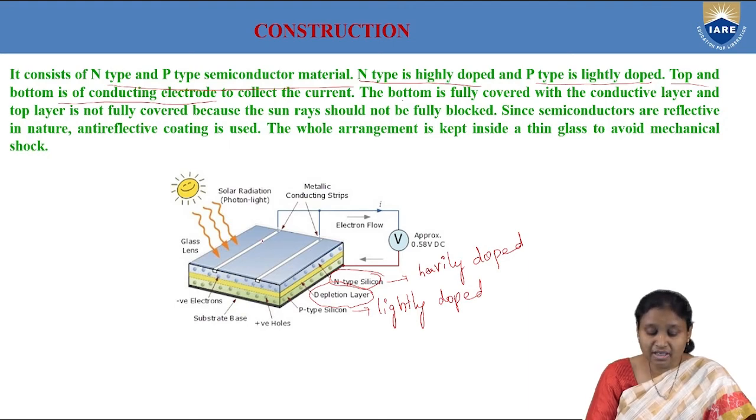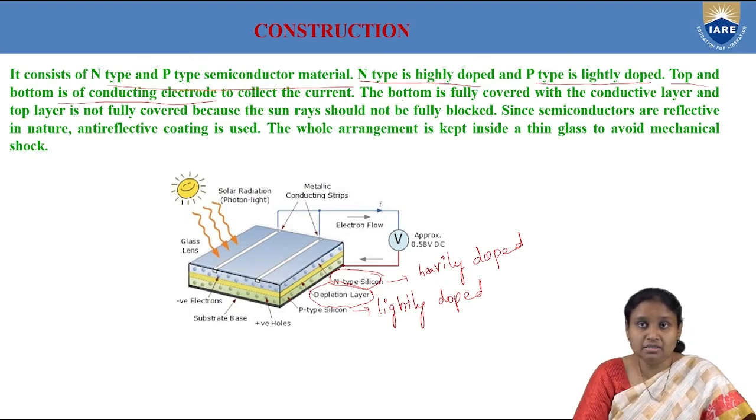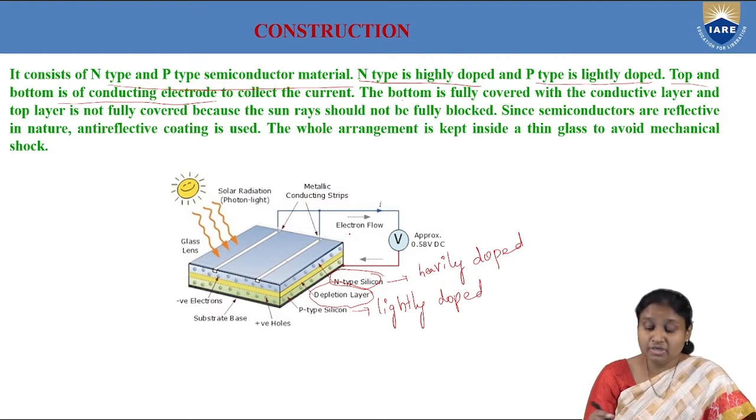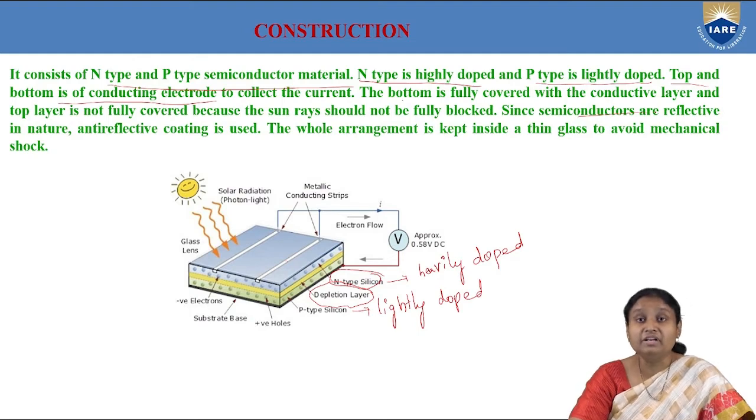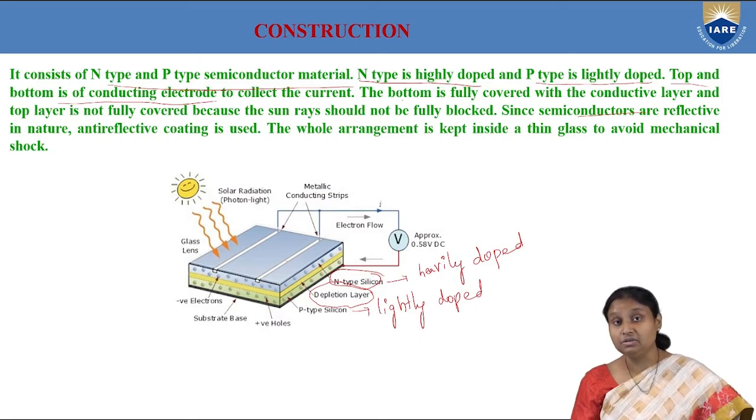As you can make out, we have left some area open, so that sunlight will fall on this PN junction, in order to have penetration of solar light into the depletion layer. So the top layer is not fully covered, but a little bit is left open, so that the sun rays can easily enter the depletion layer present inside this PN junction diode. And since semiconductors are reflective in nature, we have to go for an anti-reflective coating as well, because our whole and sole intention is penetration of sunlight into the depletion layer.